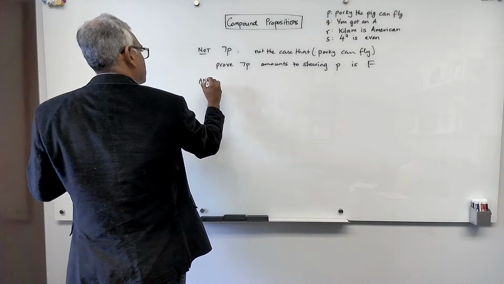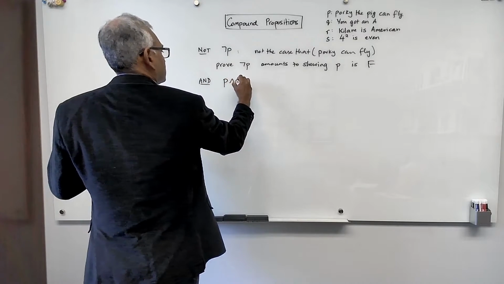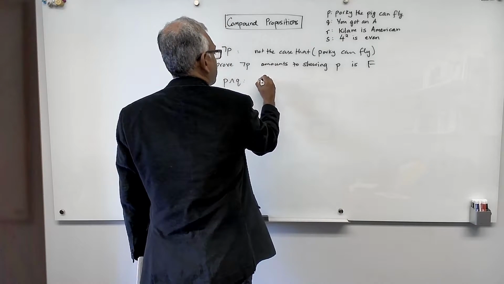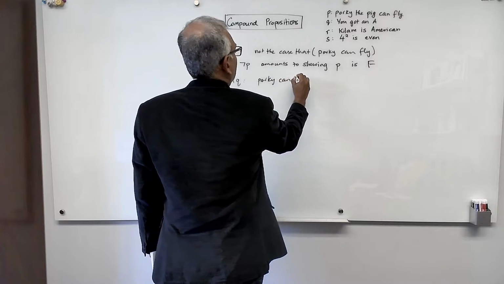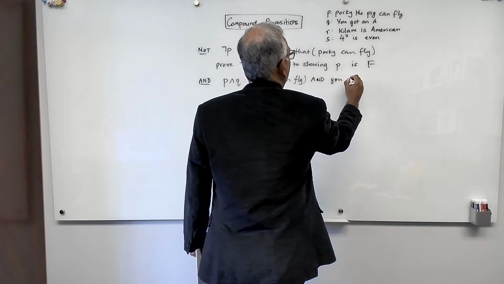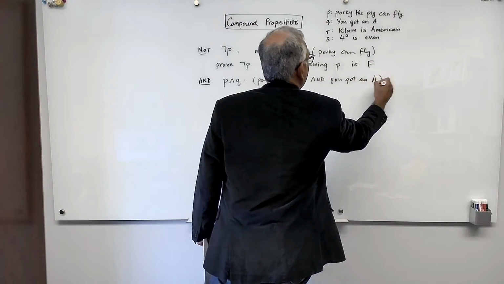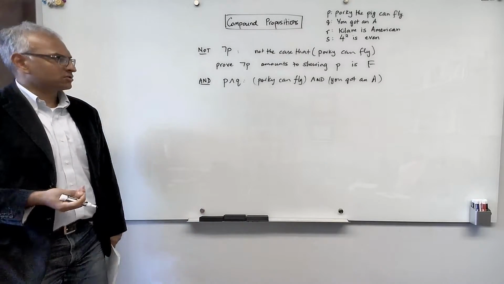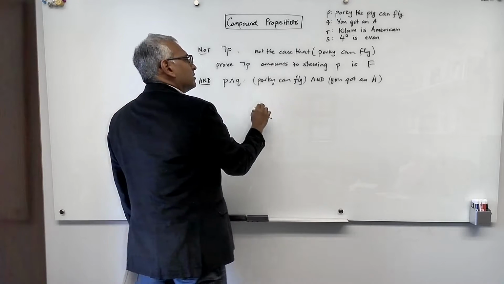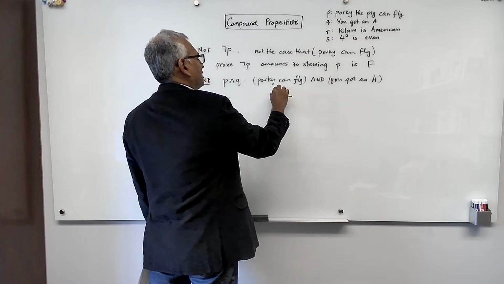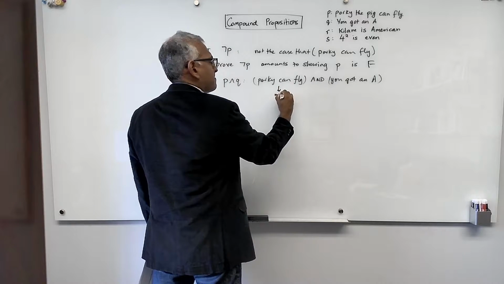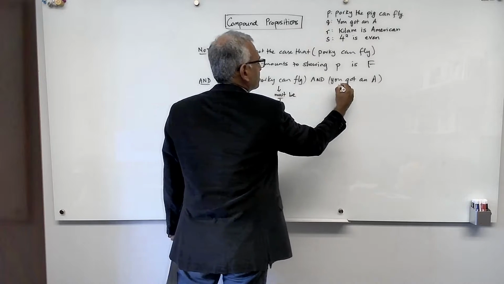Okay, so and, P and Q. Okay, so Porky can fly, and you got an A. Okay, again, very simple. It's exactly what you're familiar with. Okay, P and Q is true whenever both of P and Q themselves are true. Okay, so this must be true. This must be true.